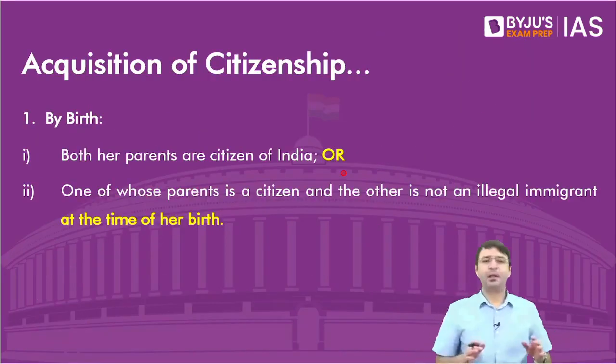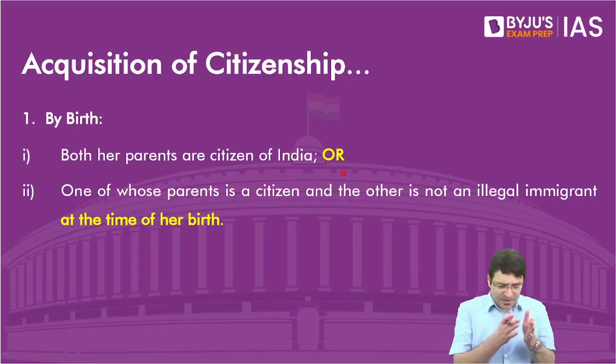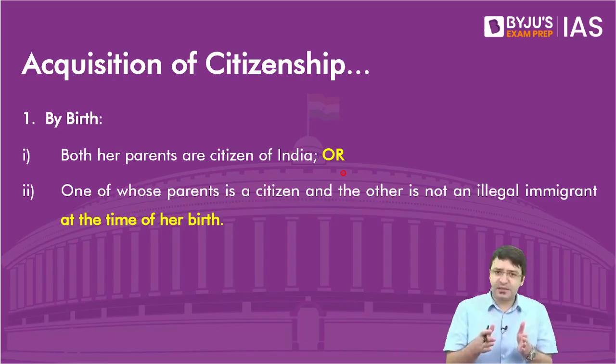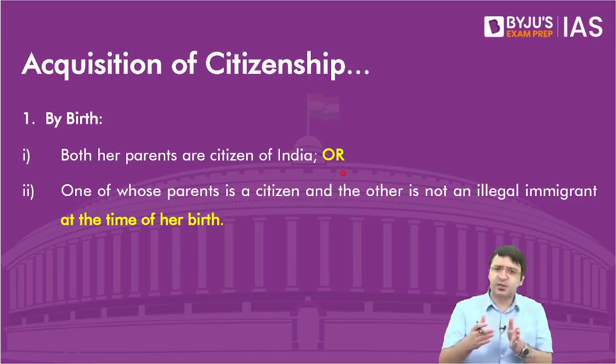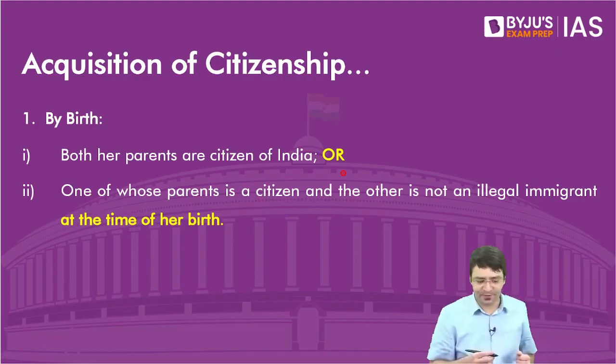Perfect. Now, there are 5 ways by which one can acquire the citizenship of India. By birth, by descent, by registration, by naturalization, by incorporation of the foreign territory. We will now discuss what are these 5 ways by which one can acquire the citizenship of India.